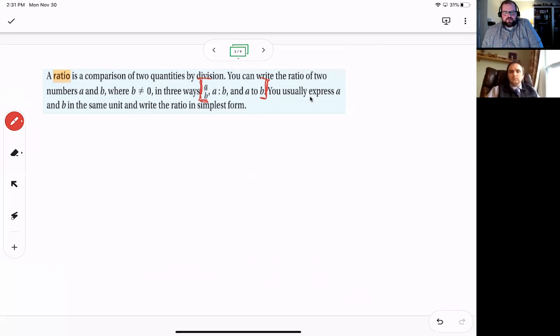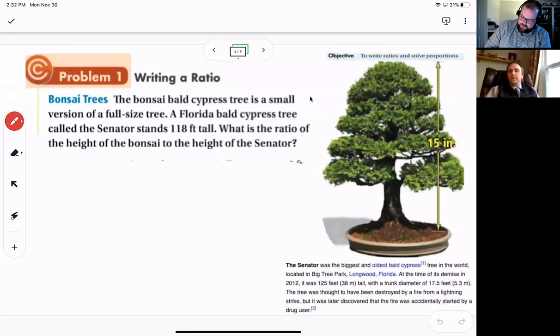The other thing that I think is really important, and this is a really major hint for something that's coming up in the future, we should express these things in the same unit. Because sometimes people will get a little bit angry if you write ratios that are not in the same unit. What do you mean by the same unit?